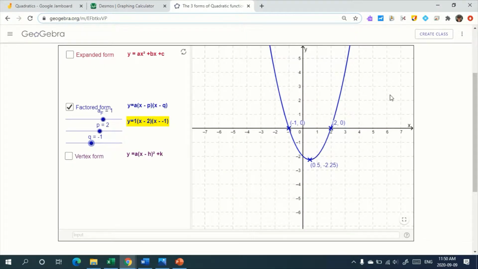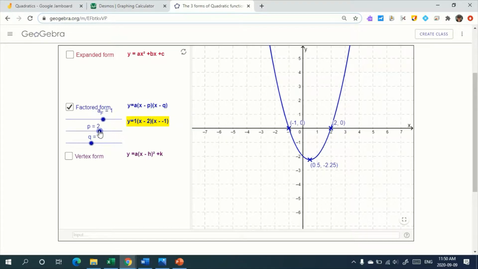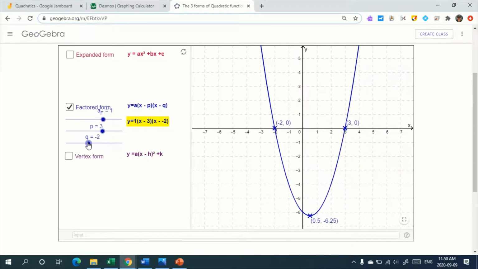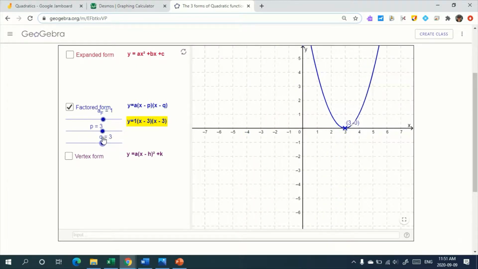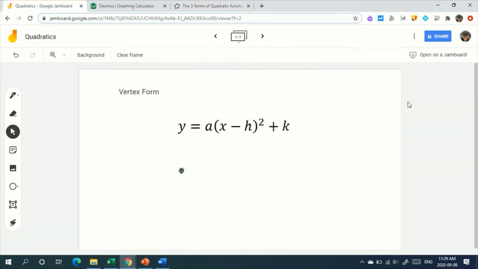Let's have a look at this applet again, the GeoGebra one, and we're looking at the factored form. So the a here, we can move this around, and we can change the stretch and the direction of the parabola the same as we could before. And here is where my x-intercepts are set, or the roots. In this case, we have a root of 2 and -1. So if I move this, we can see the root moving, the one on the right side. If we move this one, we can see the root moving, the one on the left side. I can even change it so that it flips around to the other side.